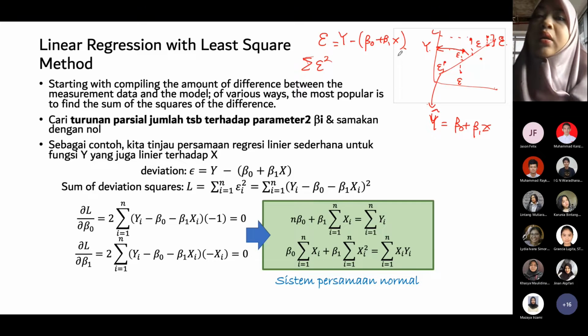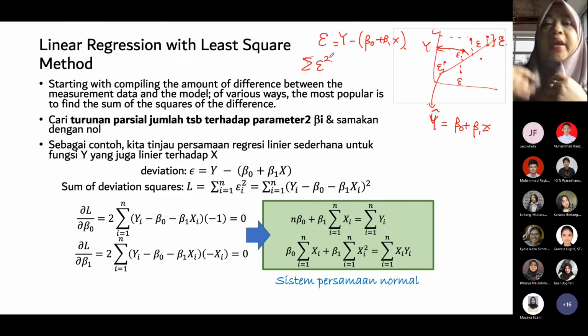Okay. So all the error, why should the error be squared? Because sometimes the error can be negative, sometimes the error can be positive. So if we add all of them, maybe the positive one can cancel out the negative one. So what we want is to make it square, and then we add it. So this is the sum of deviation squared. Okay, we call it L.